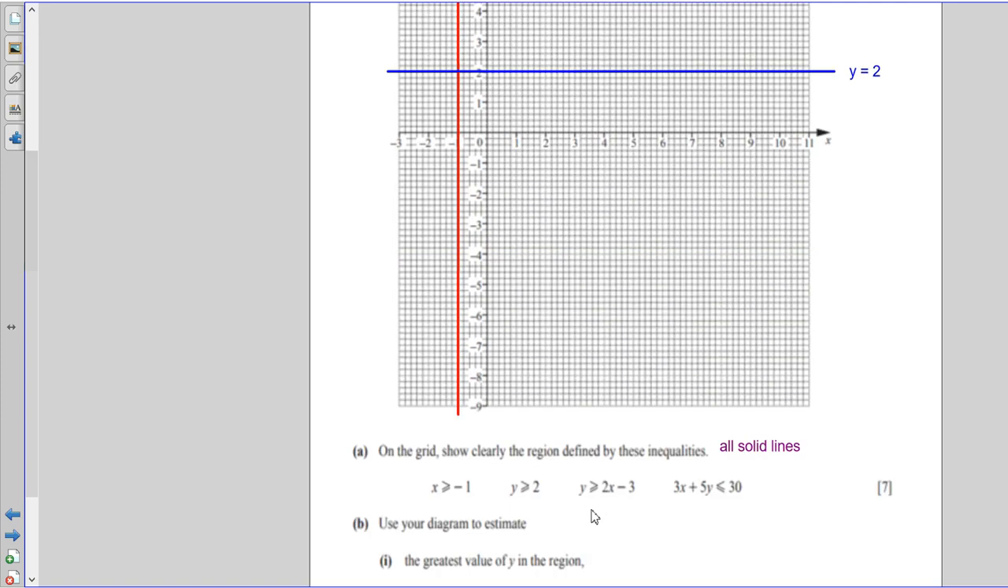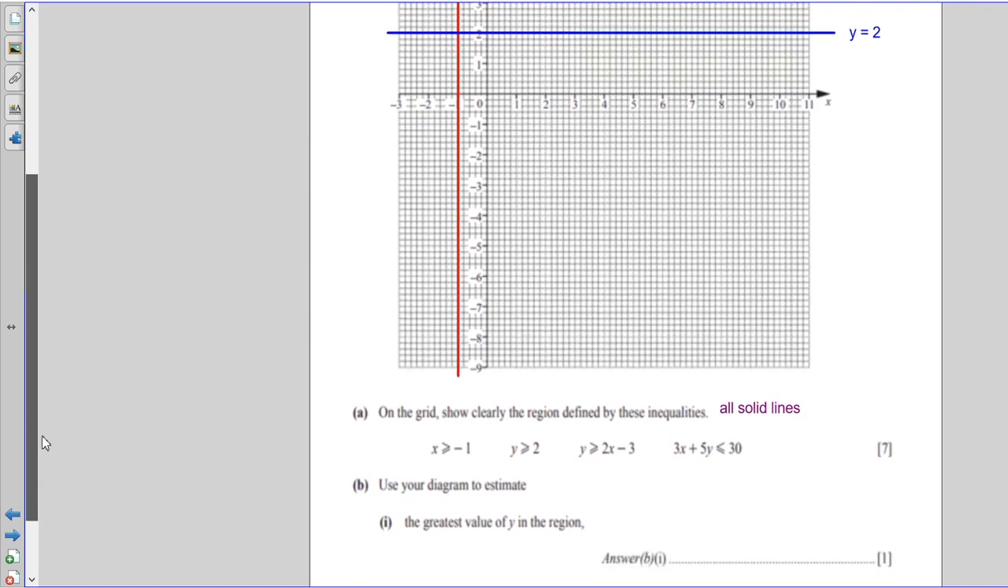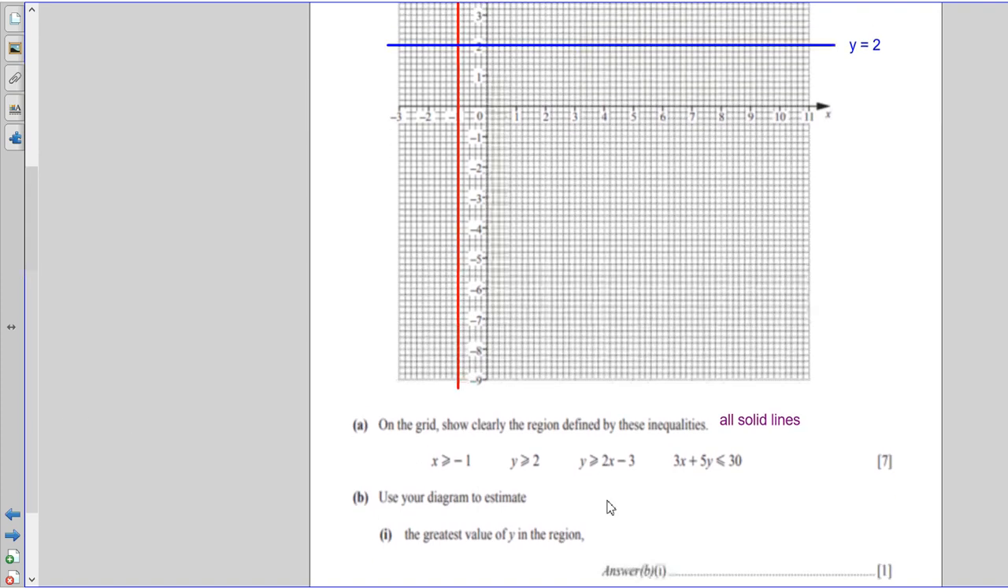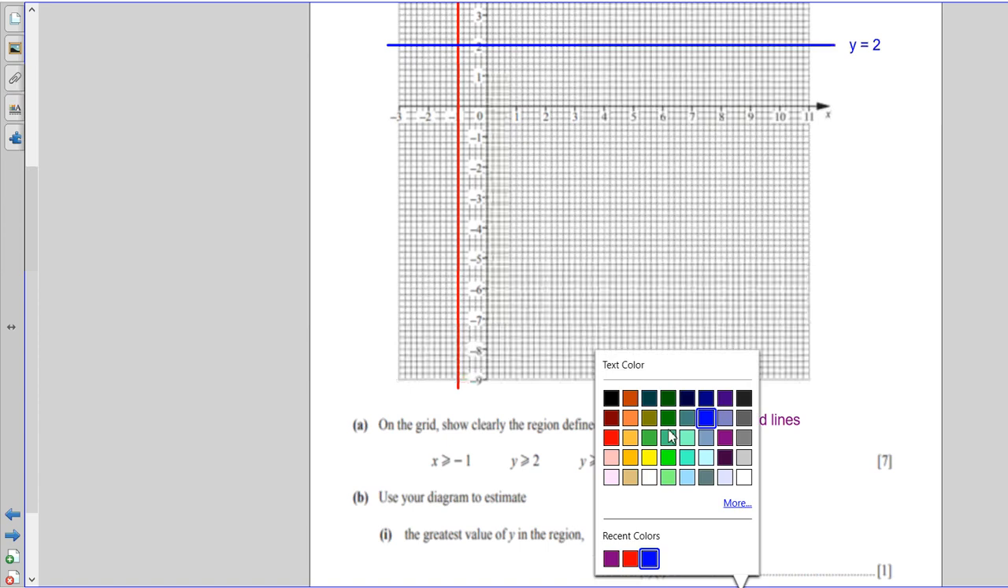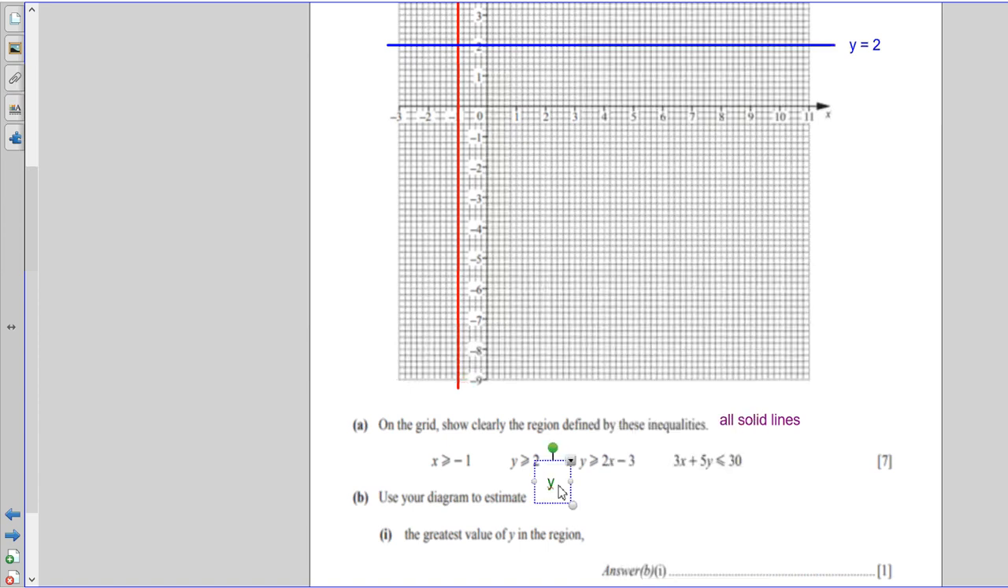So next one is y is greater than or equal to 2x minus 3. So we've got a y-intercept of -3. So you might just want to make a little note of that. I'm going to type that down here in green. So we can say y-intercept equals -3.